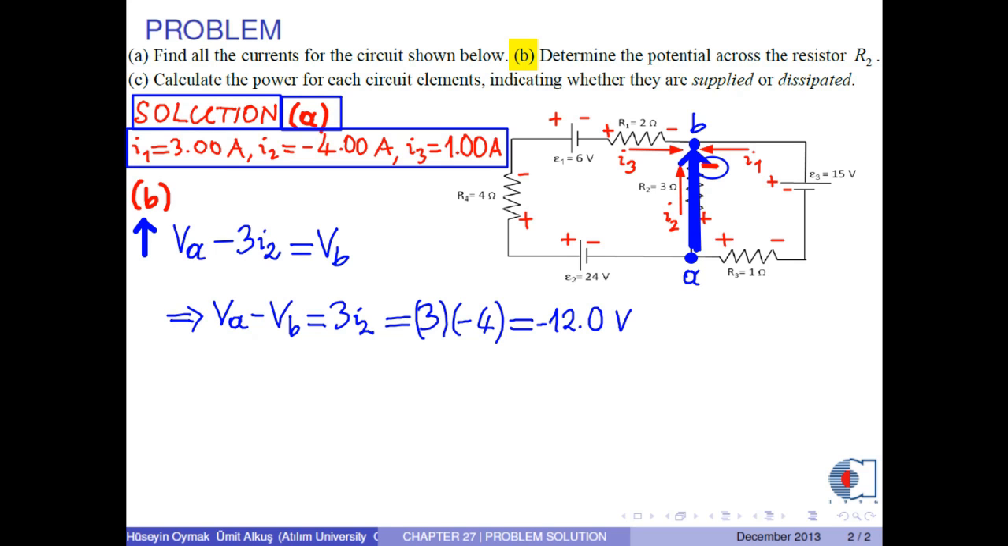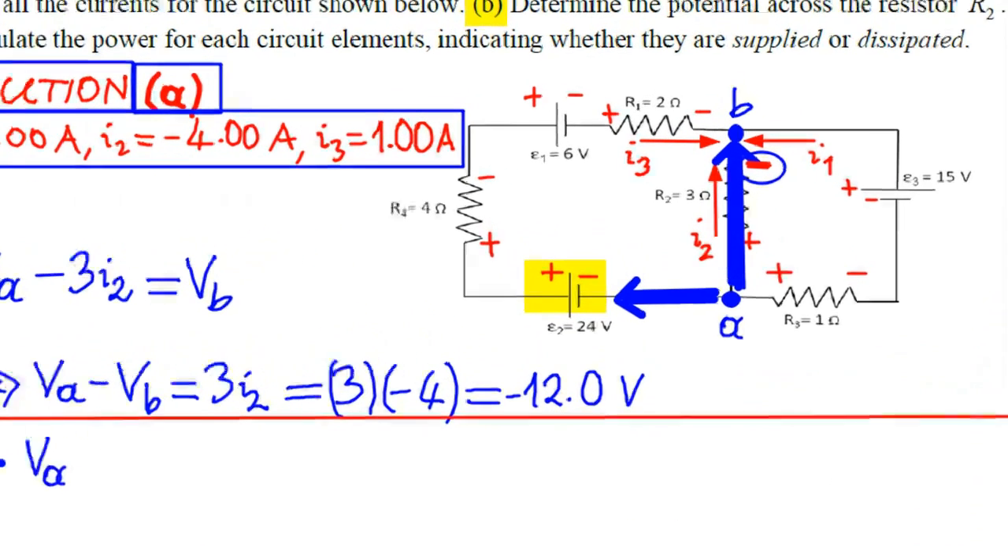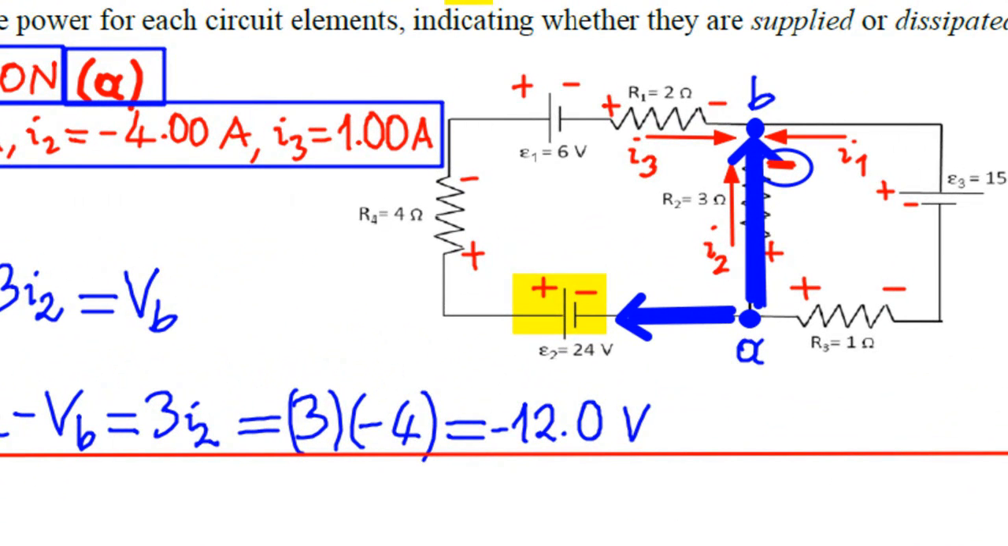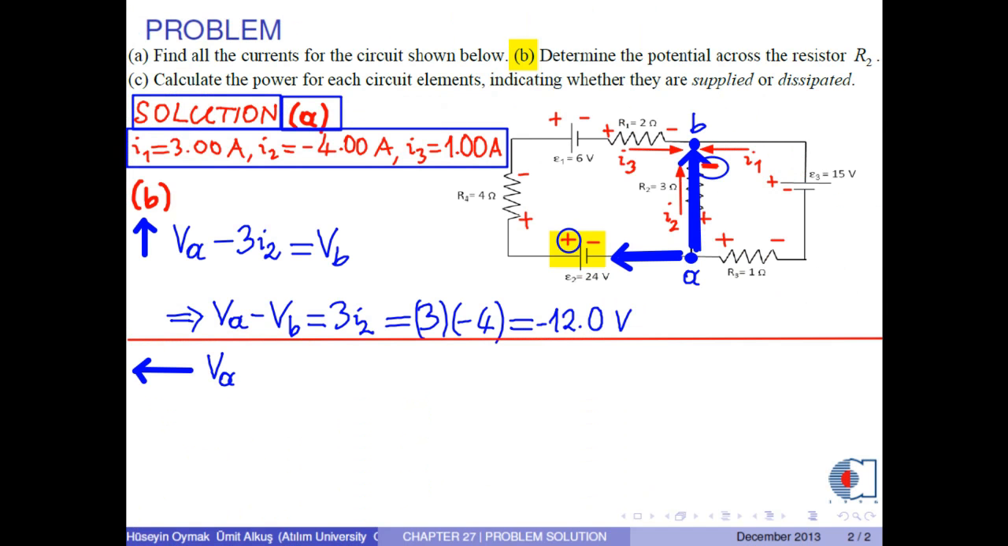Another path from A to B is to the left. The potential at point A is VA. For battery 2, we take positive sign, so the potential is positive 24 volts. For resistor R4, we take negative sign, so the potential difference becomes negative 4 times I3. For battery 1, we take negative sign, so the potential difference is negative 6 volts.